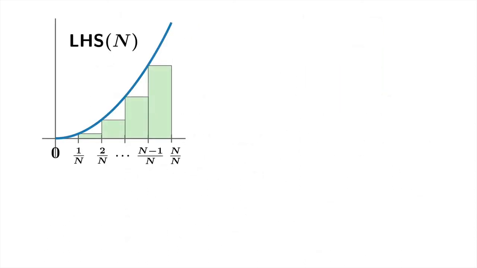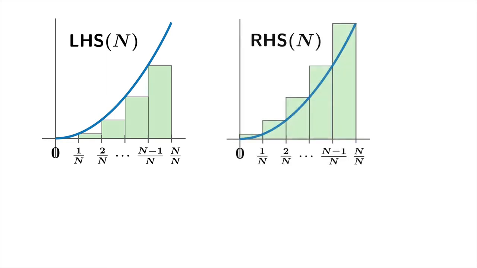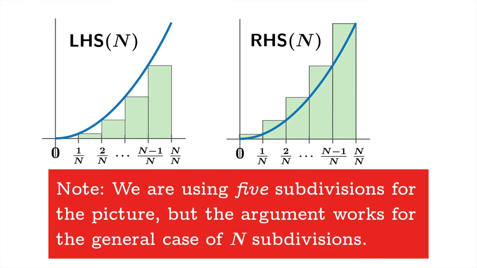So let's actually think about this in generality. Here's a picture of a left-hand sum with n divisions, and here's a picture of a right-hand sum with n divisions. Now please note, we're using 5 subdivisions for the picture because I needed to get a concrete picture, so I had to choose some number of subdivisions. But the argument we're going to use here works in the general case. So there's nothing special about 5. 5 I'm using just for the picture.